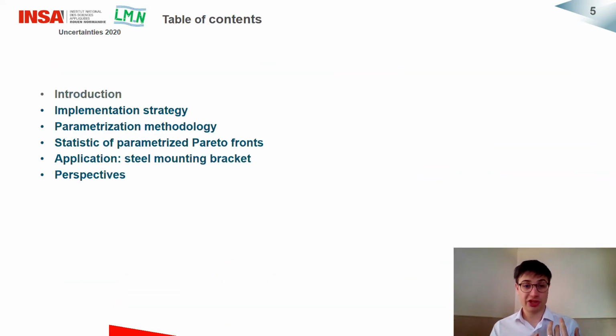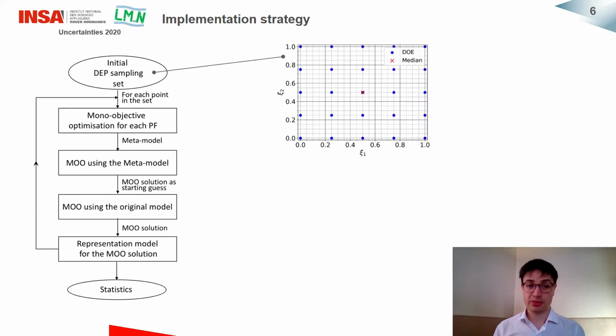I'll discuss the implementation strategy, then our parameterization methodology, the statistics of Pareto fronts, and we'll finish with an application on a real mechanical problem and the perspectives of our method. Let's now discuss our implementation strategy. We start from DEP sampling, which you can see just here. It is a full factorial DOE that corresponds to a uniform distribution of both random variables.